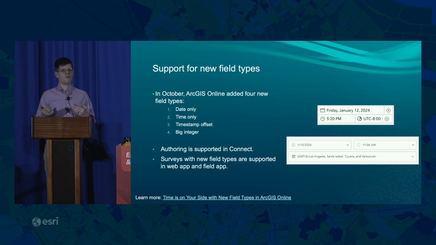What the new field types let us do is actually store that 9:45 p.m. and see that even though it was 9:45 p.m. in Hawaii, we see it as 9:45 p.m. when we're looking at it in the East Coast. Is that making sense?